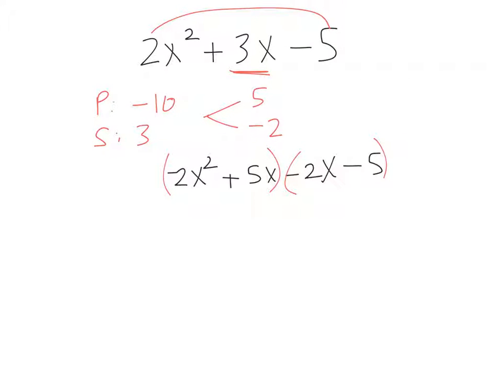First two and the last two, and you pull out a common factor from each set of brackets. So from 2x squared and 5x, what is a common factor? X. So left over in the brackets would be 2x plus 5. And from this set of brackets of negative 2x and negative 5, all I can take out is a negative 1, which also leaves me with 2x plus 5. And then there we go.